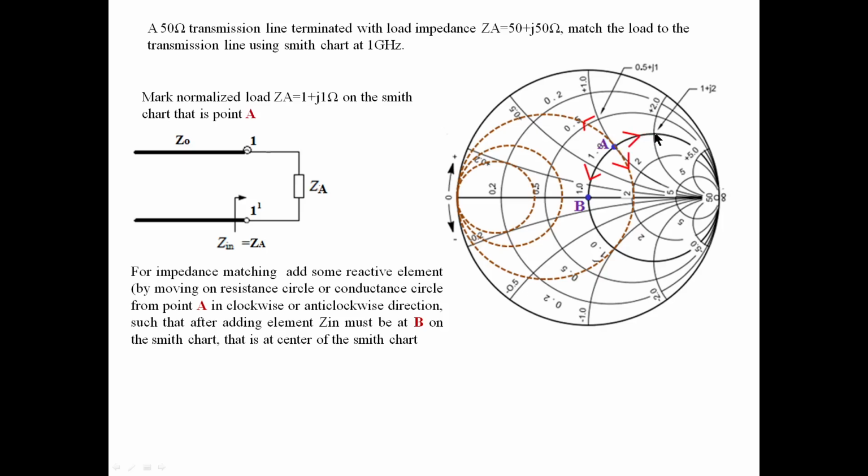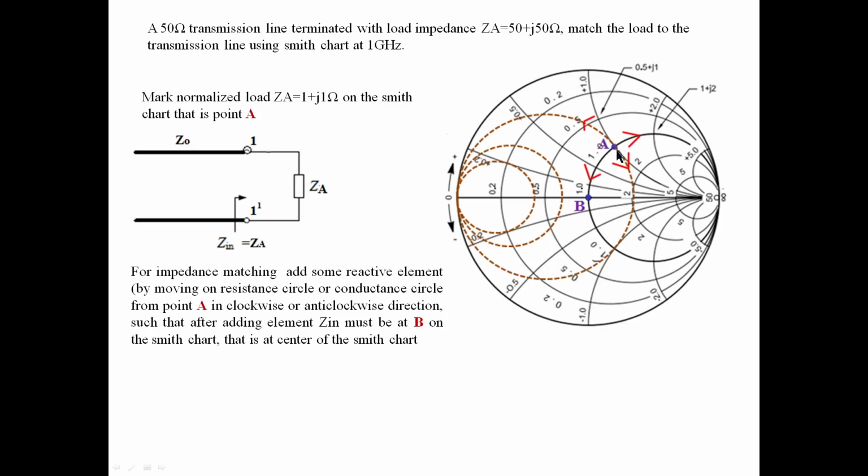If I move like this, what happens? A series inductor will be added. Moving on the resistance circle in the clockwise direction adds a series inductor. I can identify it like that. Similarly, if I move on the resistance circle from the load point in the anti-clockwise direction, which element gets added? A series capacitor. That value we can identify wherever we want to stop; from that point we can find it out.